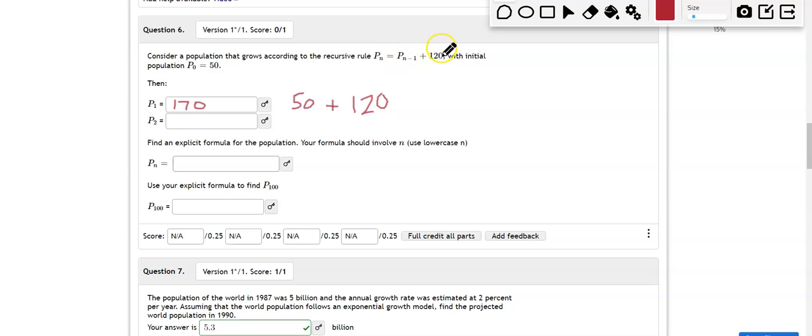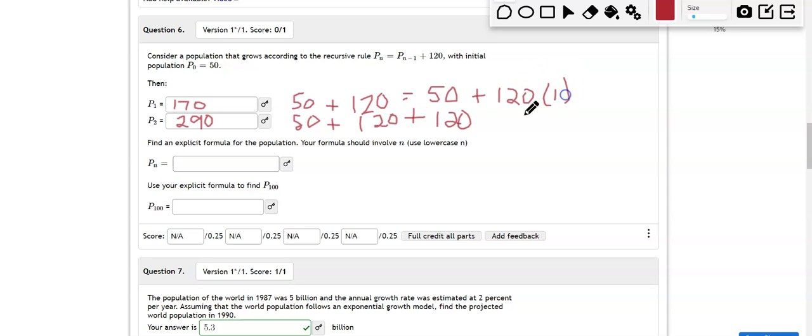So we'll have 170 plus 120, which is 290. Now, I took this answer and I added 120. I got the first answer by taking 50 plus 120, and then I added this 120. So let's notice what we did in terms of a formula. This is actually 50 plus 120 times 1. And this, we did 120 times 2. So this was 50 plus 120 times 2.